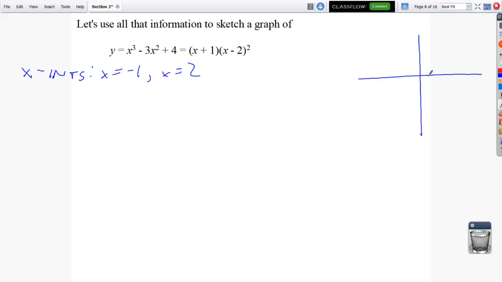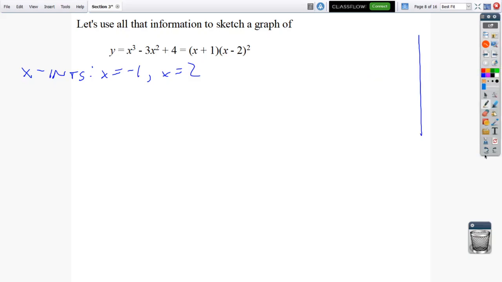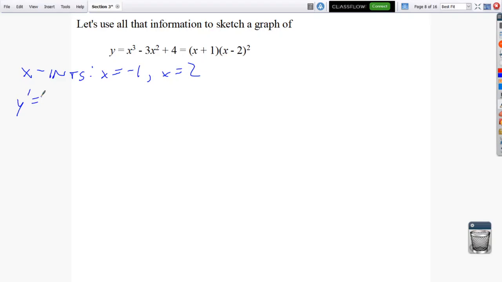So let's not do the graph yet. We'll get to that in just a minute. So again, two easy points: I got -1, 0, and 2, 0. We'll come back to those in a little bit. We're again going to use all of the information that we just learned. So we're going to use the first derivative test, the second derivative test, all to develop a good graph of this function.